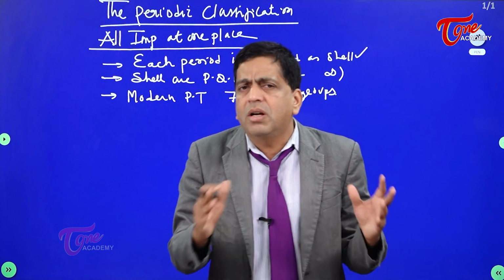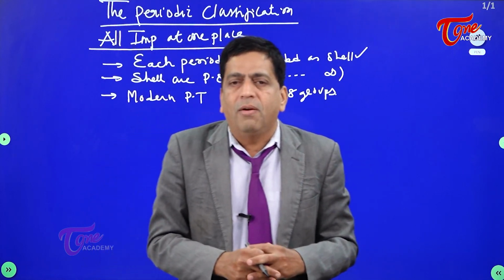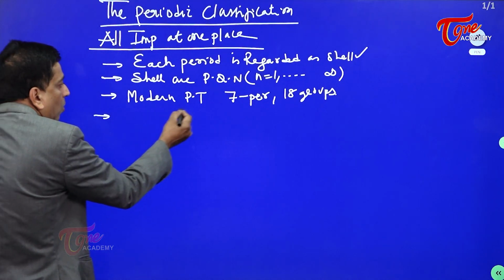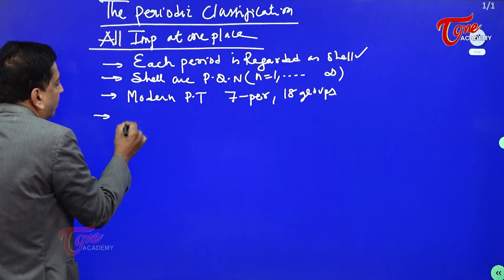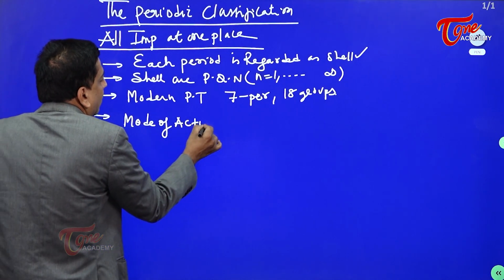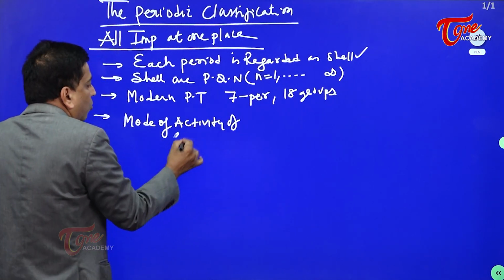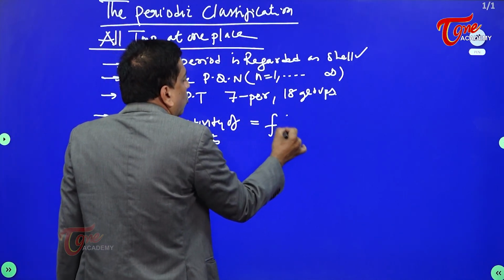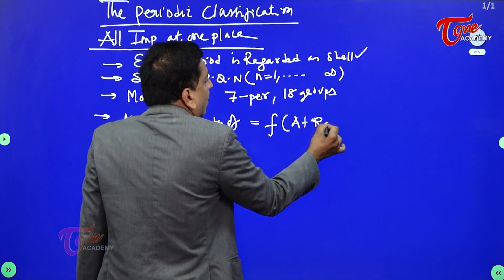Right? They are all governed by a periodic law. Well, I would like to write the law for you. So please understand this modern periodic law: the mode of activity of elements, basically, they are functions of atomic radii.